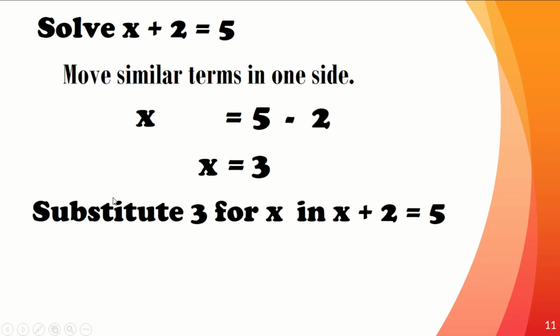So to check, let's substitute 3 for x in x plus 2 equals 5. So x plus 2 will become 3 plus 2 equals 5. So 5 equals 5. If they are equal, it means your computation is correct.